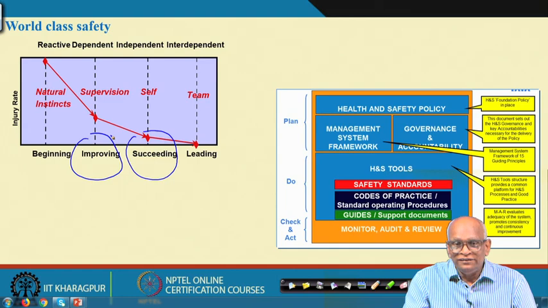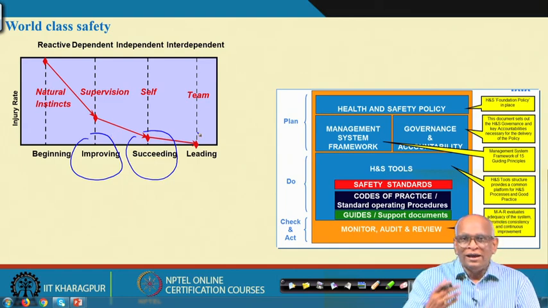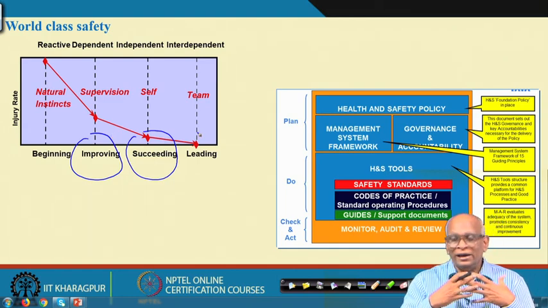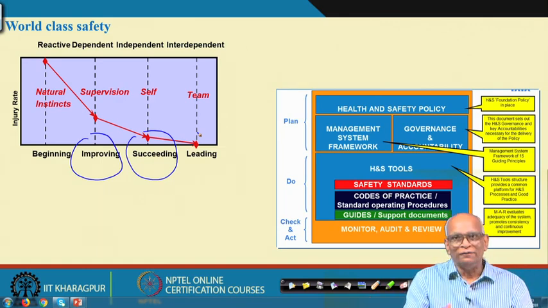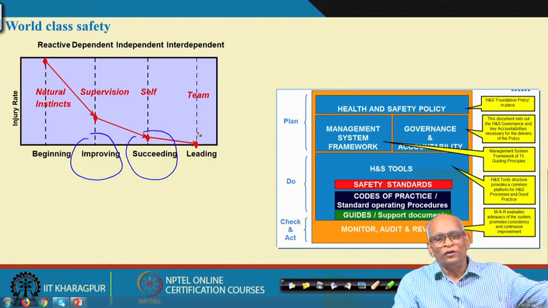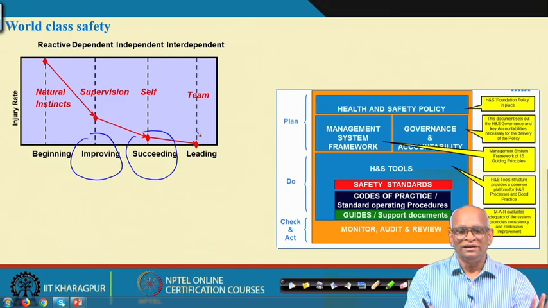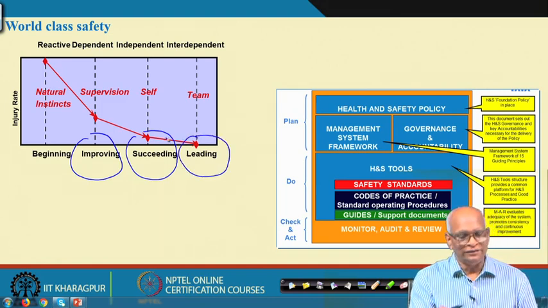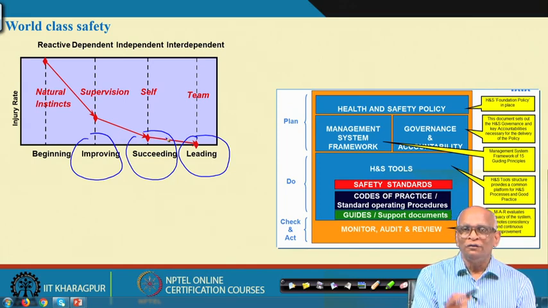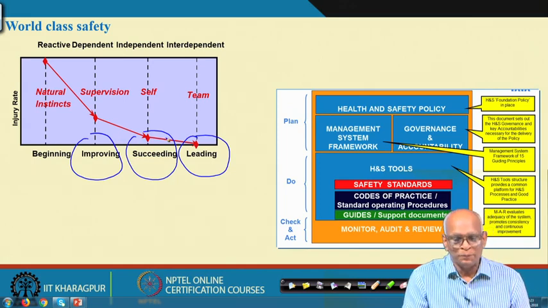Now, what is world class? World class is, I take care of myself, I take care of others also. If somebody is doing wrong, I will go and correct them, I will help them. I will not say that, no, he does not belong to us, we will not do it. That is leading organizations, that is called world class organization. People have to look for world class organizations.